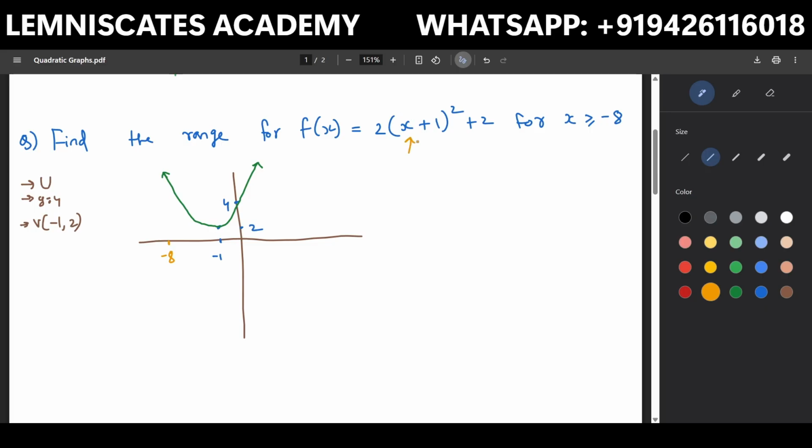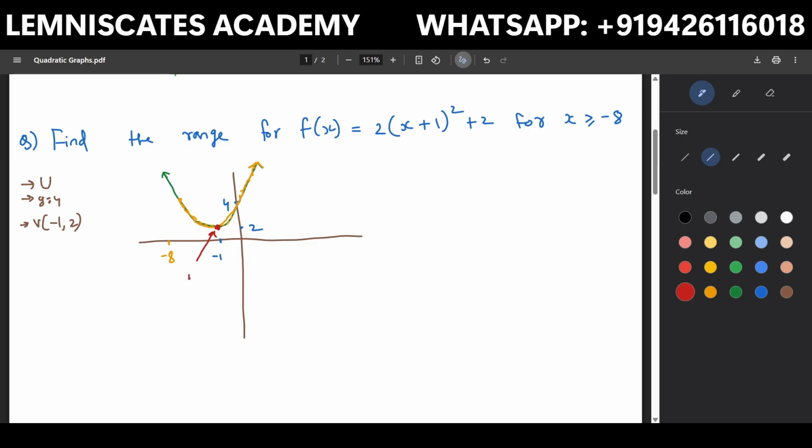Put minus 8 as an input to get the respective output, but to be honest, it's not required over here for this particular question. Why? I'll show you. Because this is the region of interest, everything to the right side. What is the minimum value? What is the minimum output you can see in the graph? Clearly, this is the minimum point.